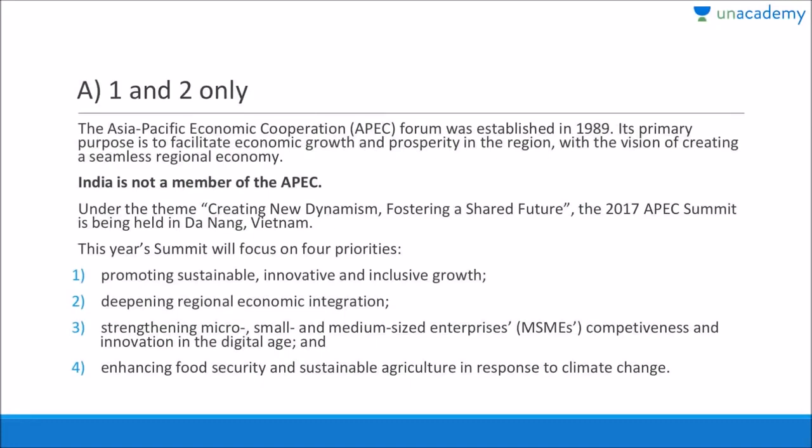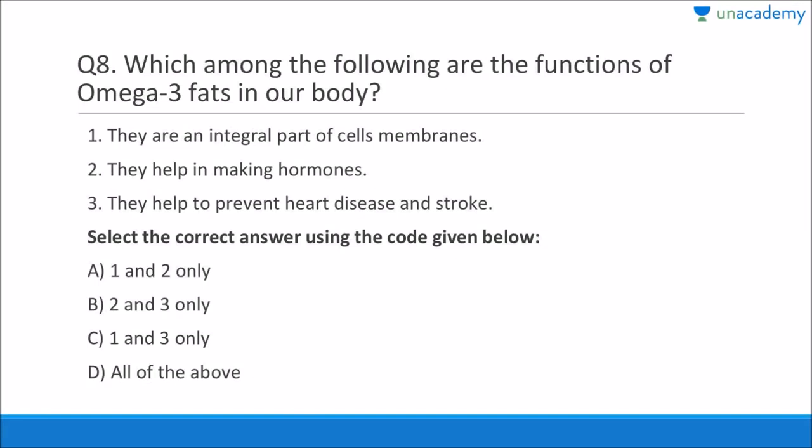The Asia Pacific Economic Cooperation Forum was established in 1989. Its primary purpose is to facilitate economic growth and prosperity in the region with the vision of creating a seamless regional economy. However, India is not a member of APEC. Under the theme Creating New Dynamism, Fostering a Shared Future, the 2017 APEC Summit is being held in Da Nang, Vietnam. There will be 4 priorities as you can see here. Please read them in detail because they will ask questions from it.